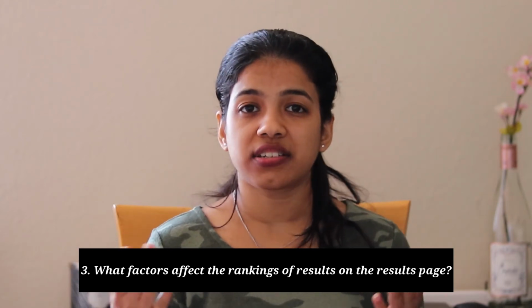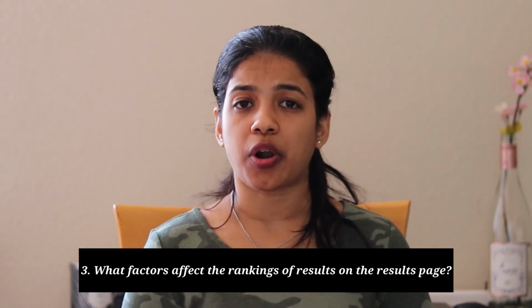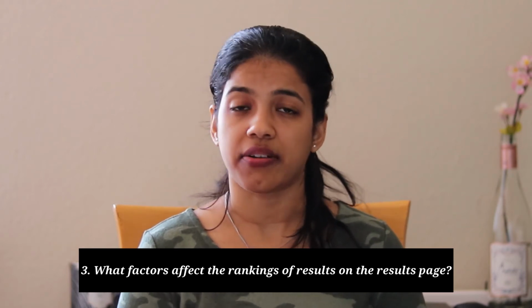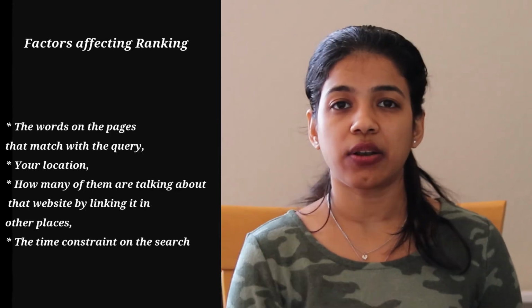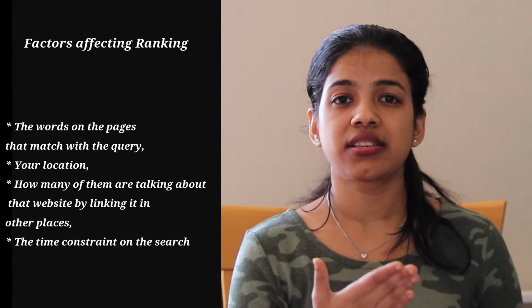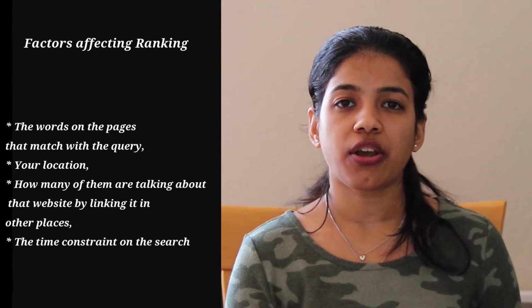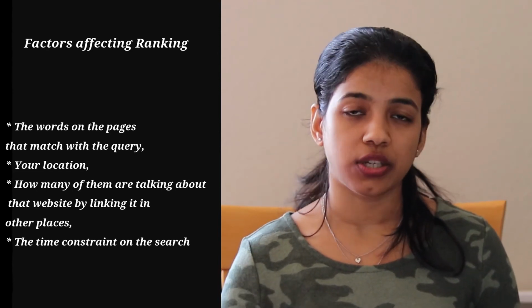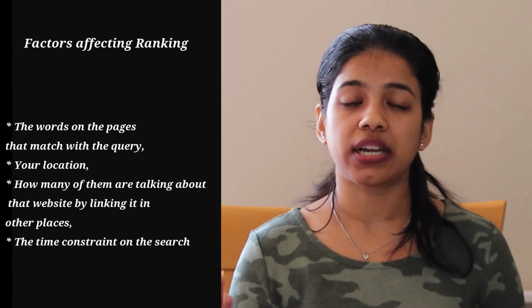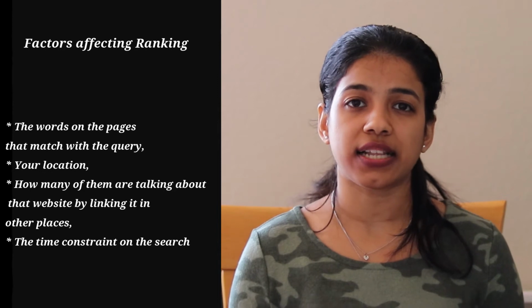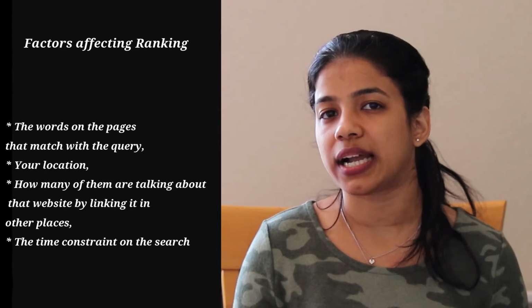There are several factors, different algorithms that play a prominent role in ranking the results on the result page, but unfortunately only a few of them are revealed. Some of them are the words in the query that match with the words on the website. Second one is the location. This really matters. Imagine that you are searching for restaurants near me. Google has to provide you with the results of restaurants that are located near you and not something that's located 500 or 1000 miles away from you.